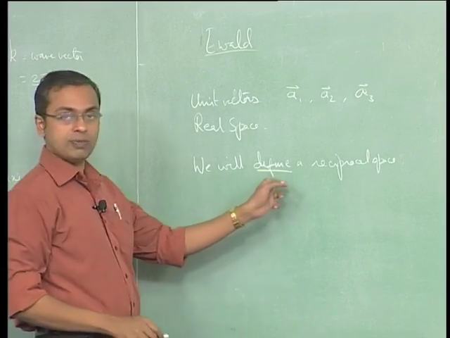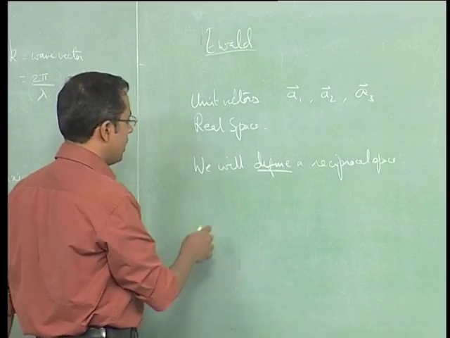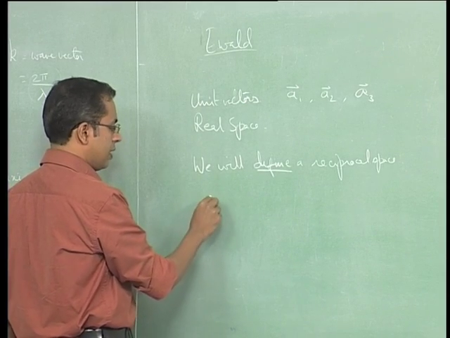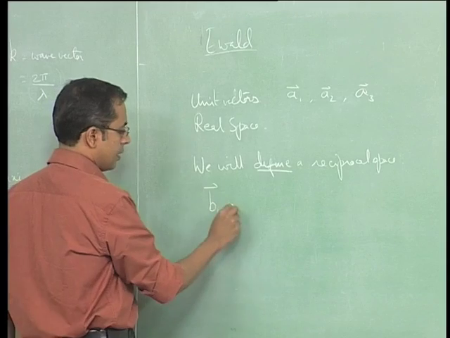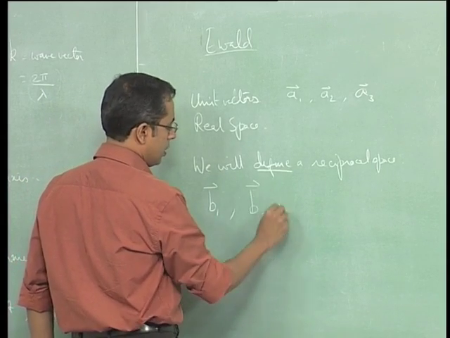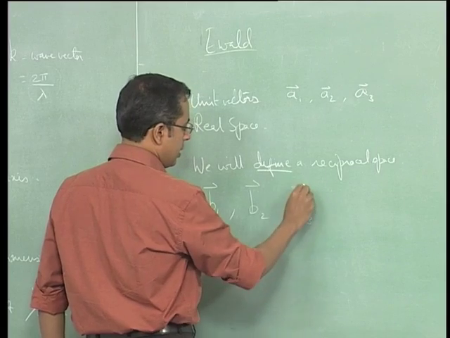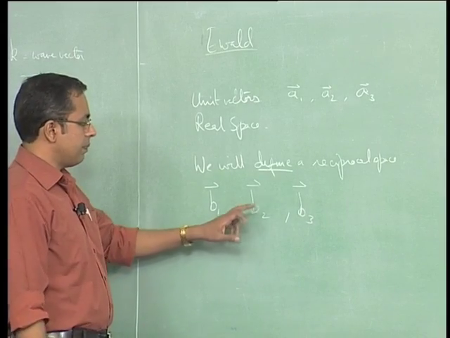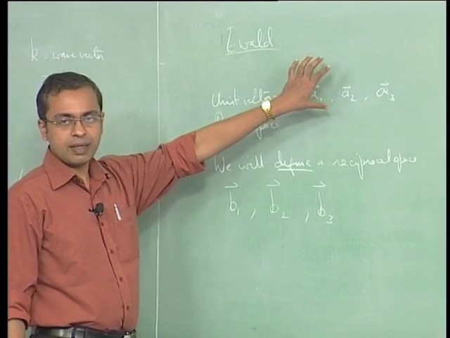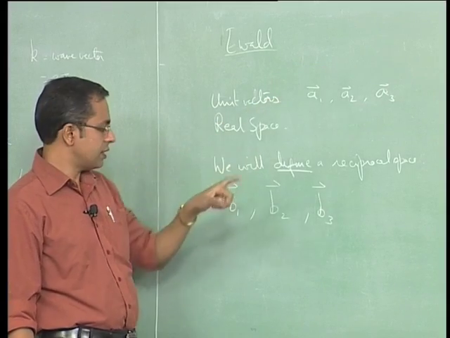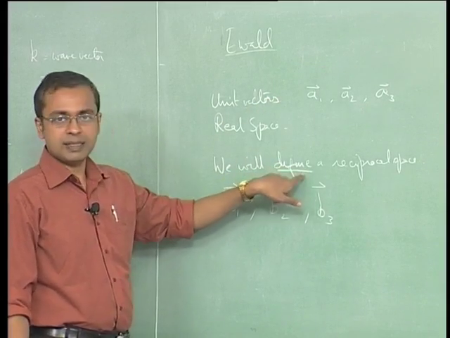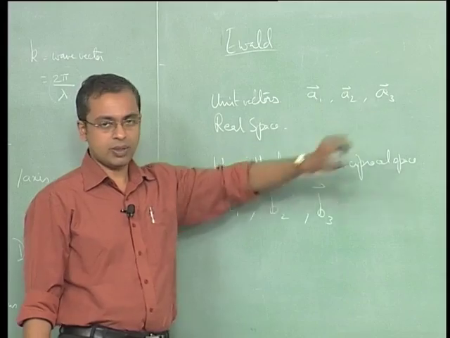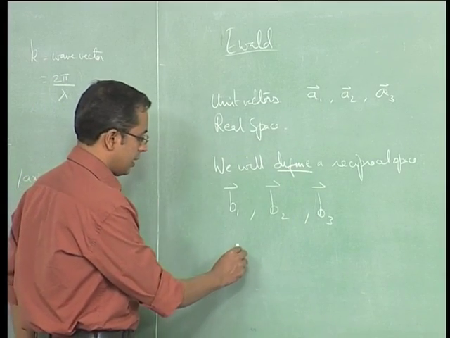So this is a choice we are making: we are defining a reciprocal space to consist of 3 unit vectors, B1, B2 and B3. But these are not arbitrary vectors, they are defined with respect to the real space vectors in a certain way. In the process of this definition we are already making a link between these vectors and those vectors. And what is that link? It is written like this.